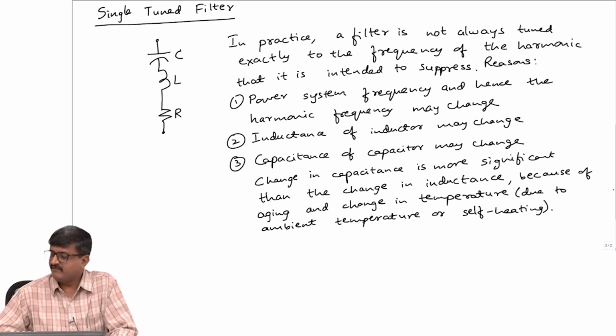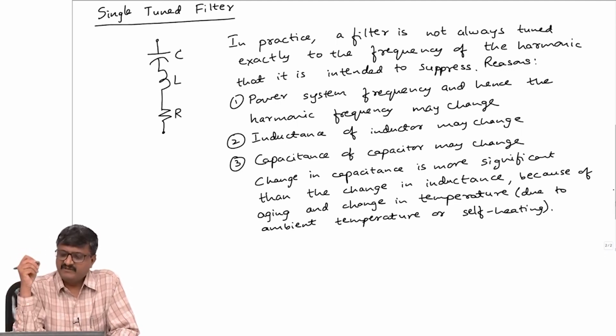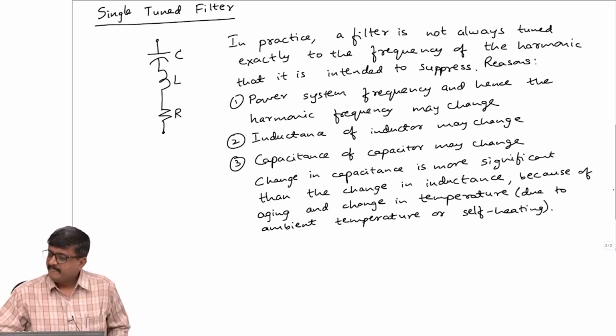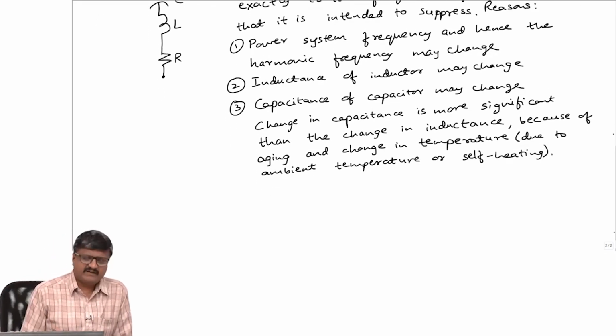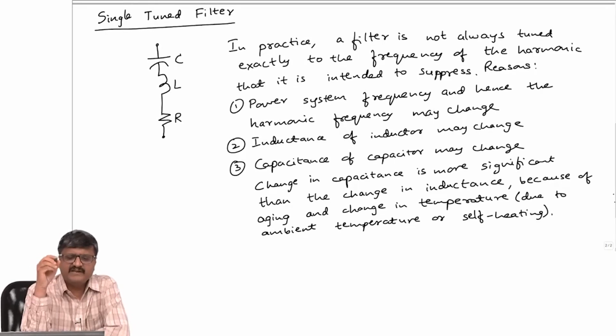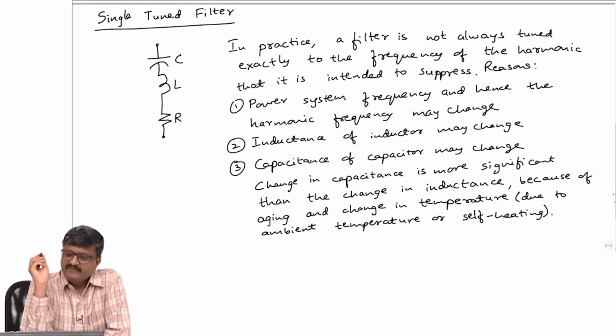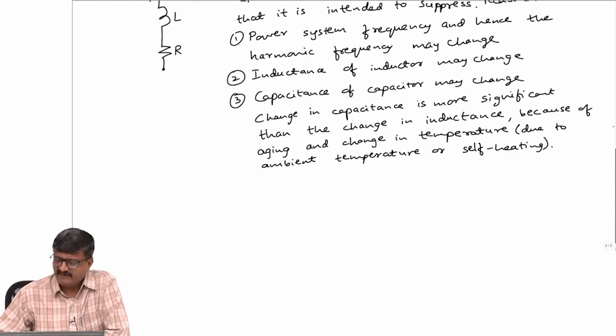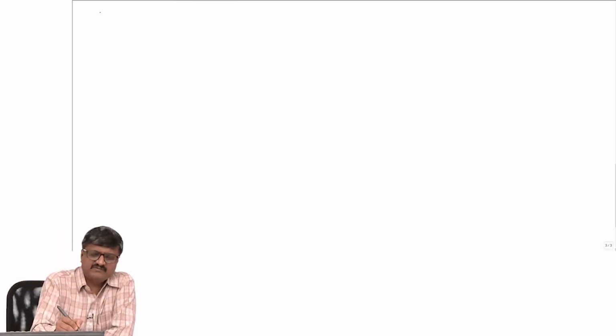So, the system frequency will have more effect, and that will result in the filter not being tuned to the frequency for which it is intended to work. Okay. So, what we will try to do is quantify this deviation, this behavior of the filter not being exactly tuned. For that we will define a quantity called delta.